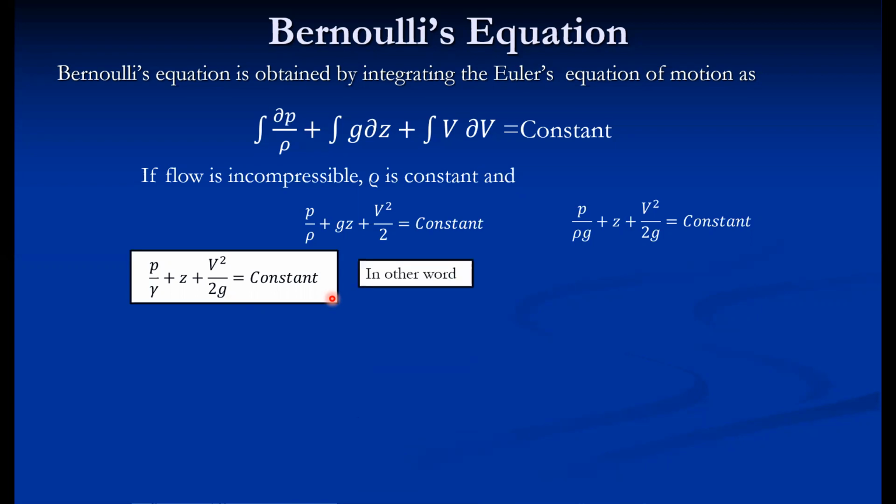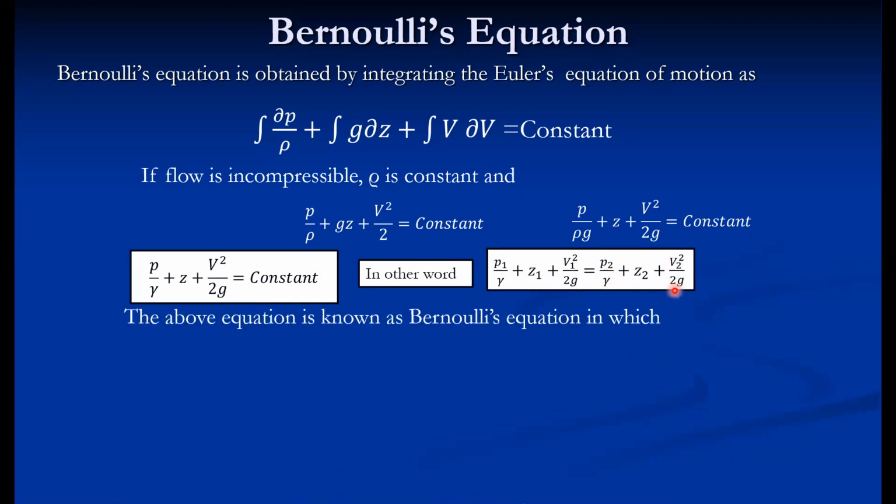And the terms involved in Bernoulli's equation, if it is applied for 2 points in the fluid, then as this is a constant, at one point with suffix 1, p1 by gamma plus z1 plus v1 square by twice g is equal to p2 by gamma plus z2 plus v2 square by twice g. So the above equation is known as Bernoulli's equation.